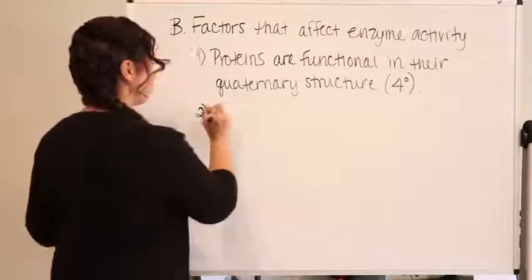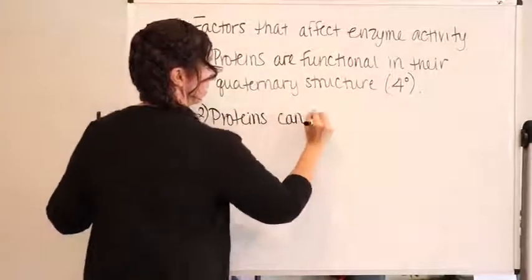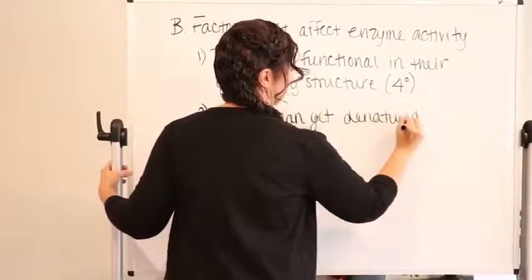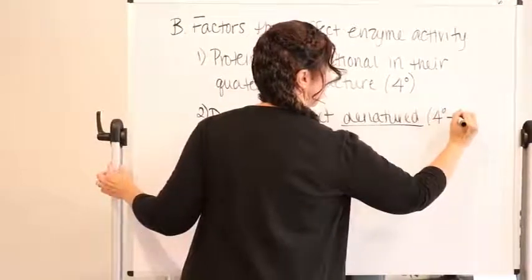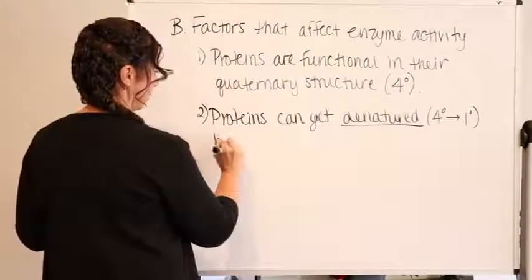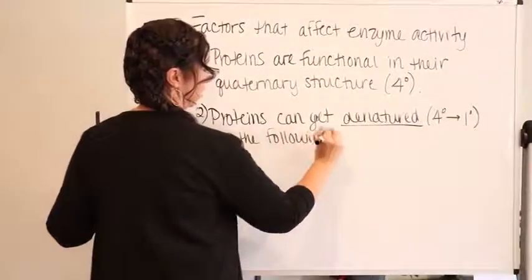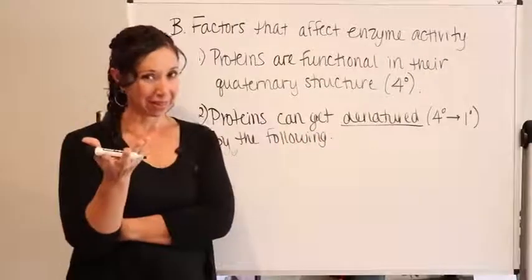So proteins can get denatured, and that's an important word, which means they go from quaternary all the way, perhaps, to primary structure by the following. There are a few things that can affect protein shape. And I want you to think about this for a second.